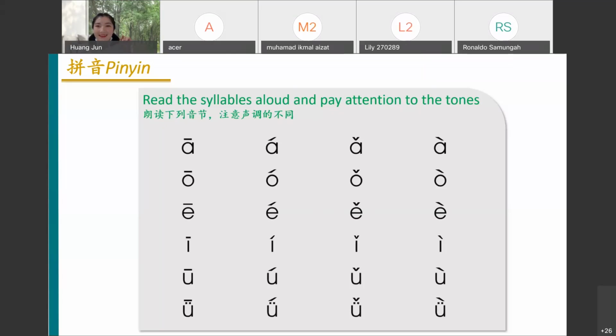Group 1, number 2. Group 1, number 2. Very good. Then continue. So, E. Group 3, number 1. Group 4, number 1. Okay, one more time. E. Group 4, number 1. Seriously? Group 4, number 4.